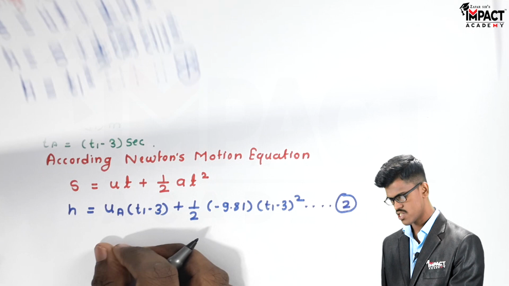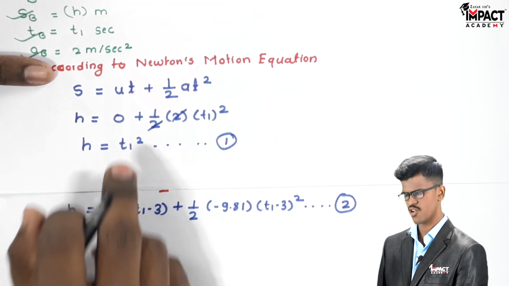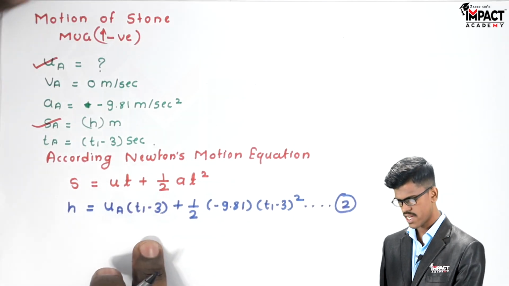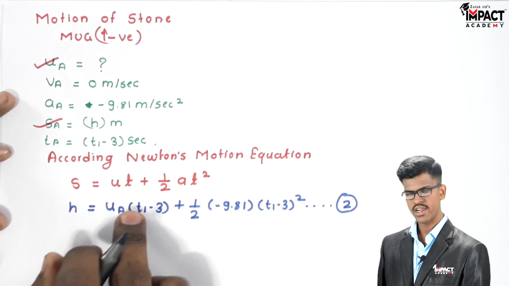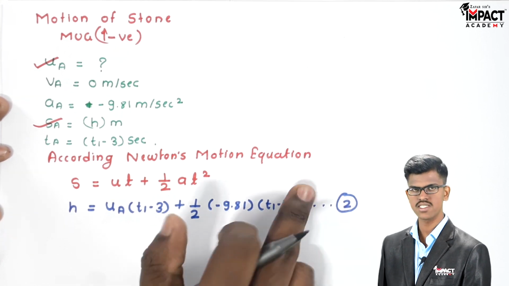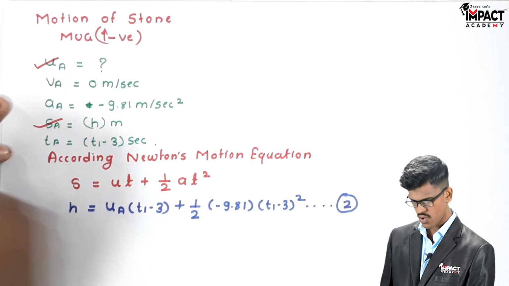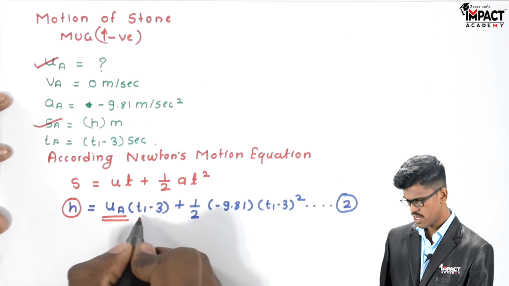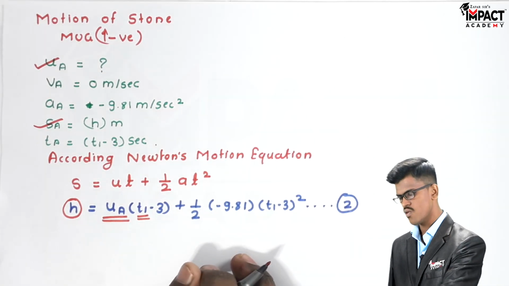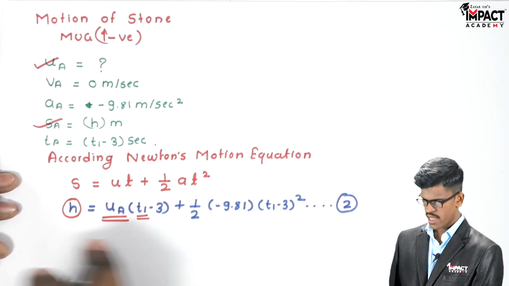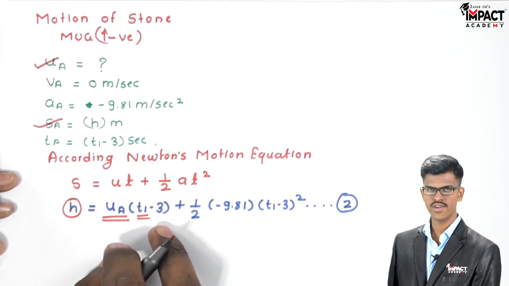We get the first equation, that is h is equal to t1 square. We get the second equation, h is equal to UA into t1 minus 3, plus half into minus 9.81 into t1 minus 3 square. Here there are three unknowns. First is h, second is UA, the initial velocity of the stone, and another one is t1, and we have just two equations, number 1 and number 2. Here there are three unknowns, so we also require three equations. So let's consider a third equation.